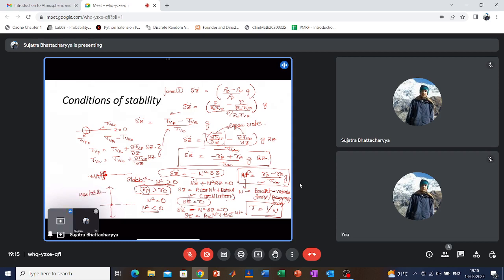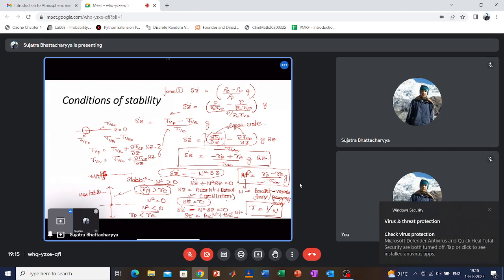Because if you see n square less than 0, then gamma P is less than gamma E. That is, environment now has low temperature as compared to the parcel. This is the unstable condition where the parcel has higher temperature, less dense, and it can move up. Mostly the upward solution is preferred in case of atmosphere, not this one. Okay. So this is the complete picture of the stability.